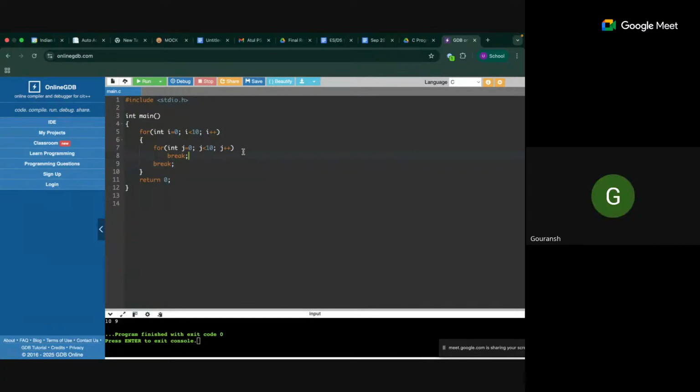It would work 10 times. When the value of i would be 0, it will start from 0 and check till 10. Then when the i value would be 1, it will again work. With a break, the j loop will work only once, right? Okay, I'll show you an example also.